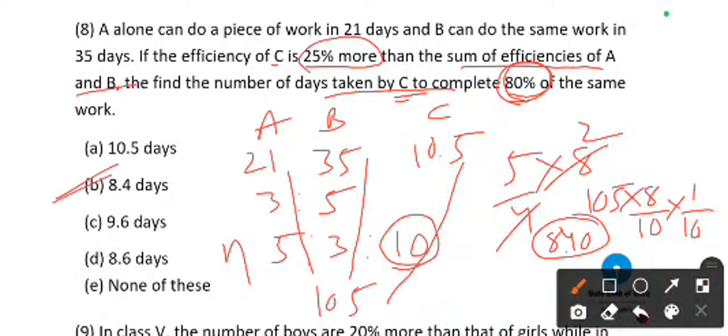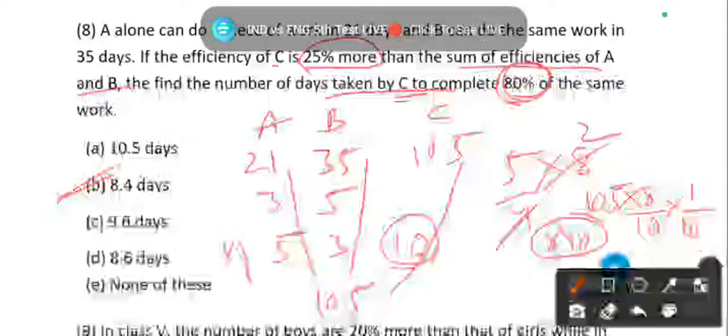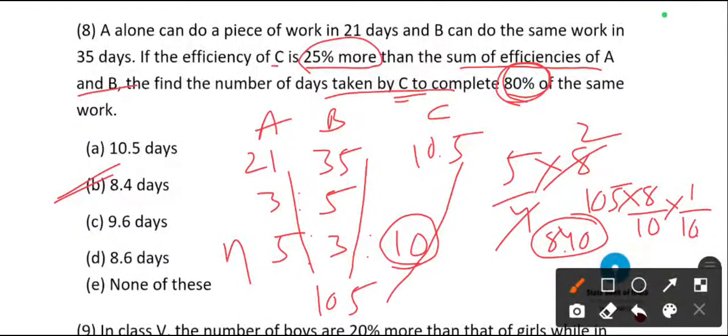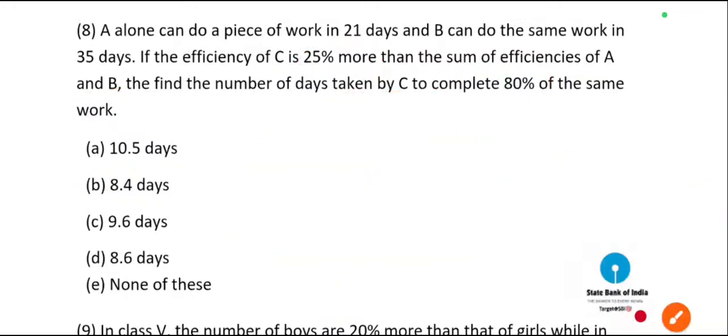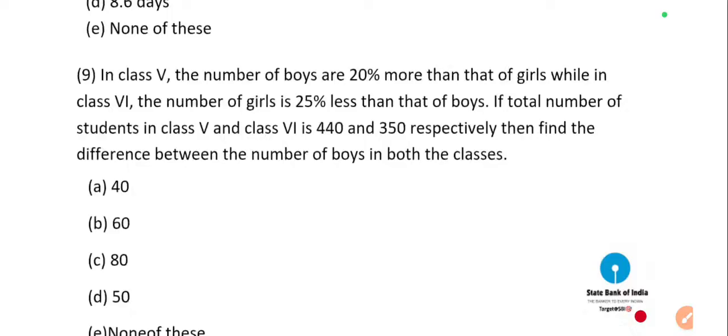So, is it understandable? Is it okay? Answer is 8.4. Is this okay? Okay. Tarun Reddy only responding. Please, other people also please do respond.